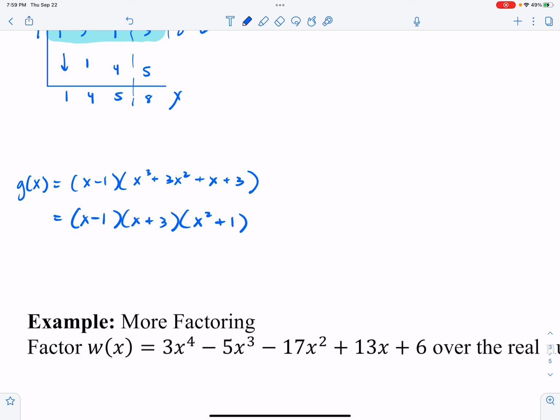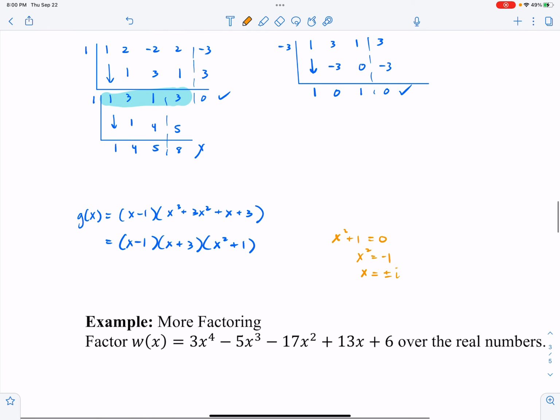So we're done. We've finished. So just to demonstrate that, if we were to set x squared plus 1 equal to 0, because if it's a factor, then we should be able to identify the zeros for g of x there. So if we set that equal to 0, we'd get x squared equals -1. And then that would mean x is equal to plus or minus the square root of -1, which is i, the imaginary number. So not factorable over the real numbers, you're done. We're only in the real numbers in this section.